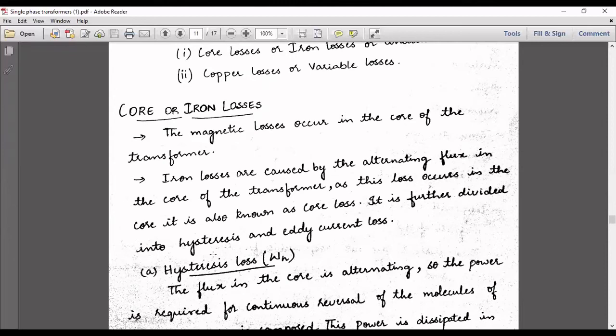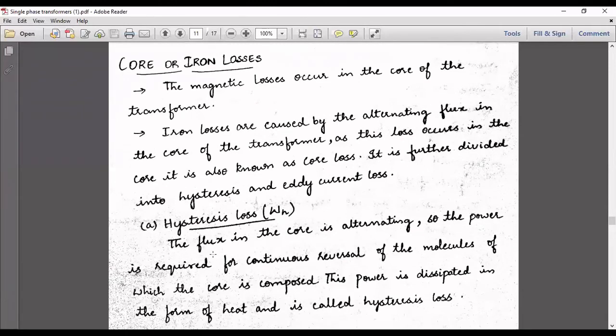So these iron losses or core losses are caused by the alternating flux in the core of the transformer. Whatever alternating flux flows in the core of a transformer causes the iron losses. As these losses occur in the core, the name given is core losses. It is further divided into hysteresis and eddy current losses. Why is it known as constant loss? Because it does not vary. Once we get the core losses, it always remains the same. Therefore, it is also named constant losses. It is divided into two types, eddy current losses and hysteresis losses.